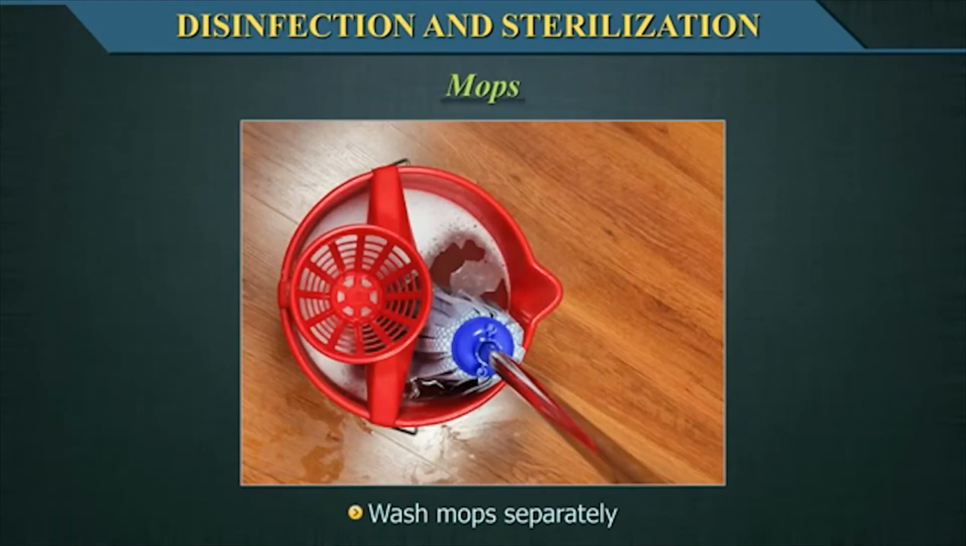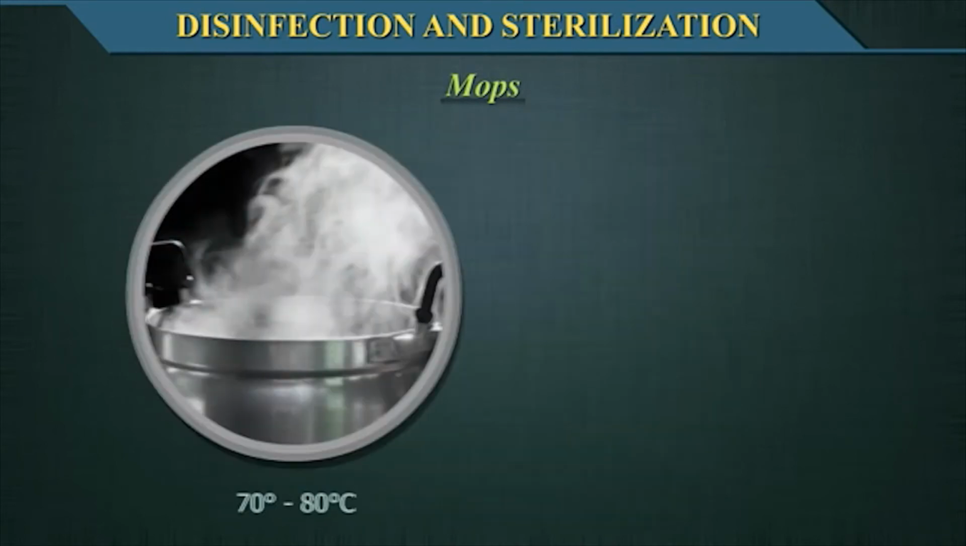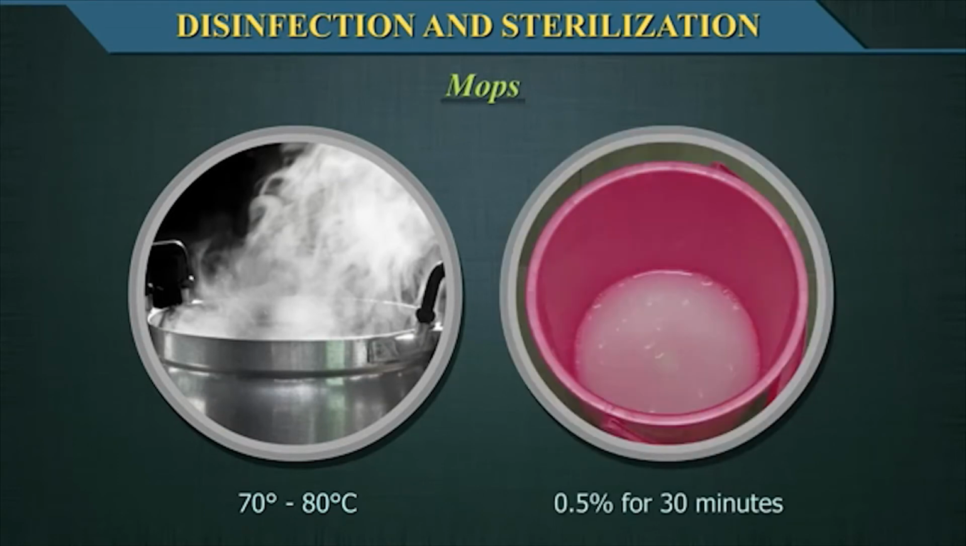Mops. Wash mops separately from other cloth or linen. If reusable, launder as per the institutional guidelines for soiled linen. For example, launder in hot water between 70 to 80 degrees Celsius if possible, or soak in clean water with 1% sodium hypochlorite for 30 minutes. Wash with detergent and water to remove the bleach.